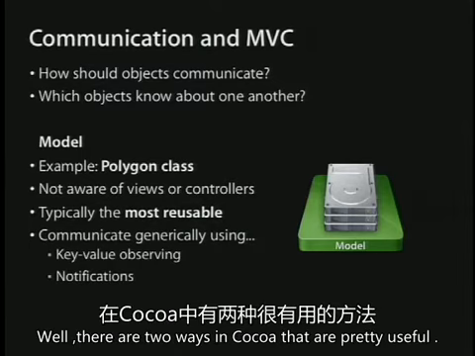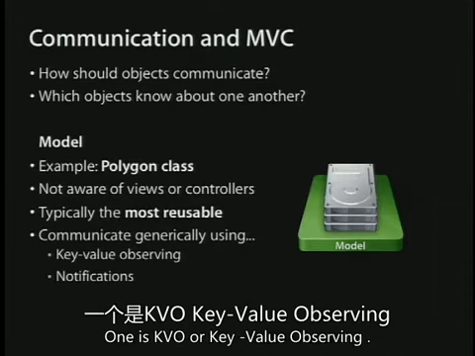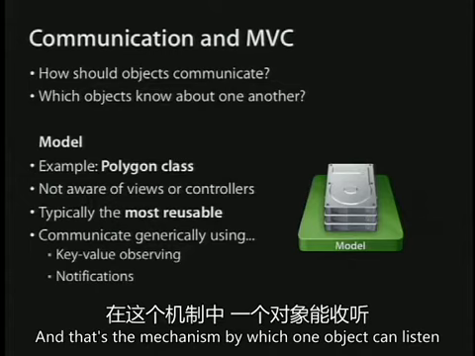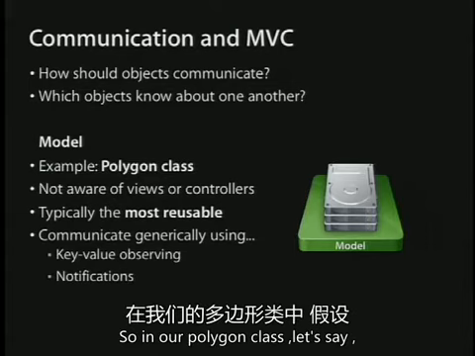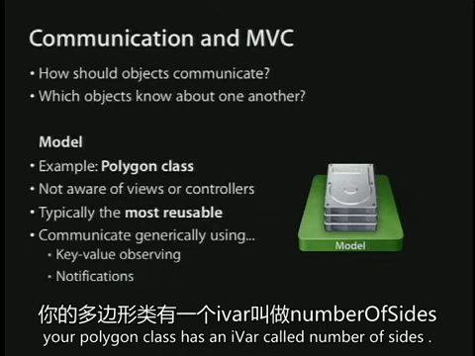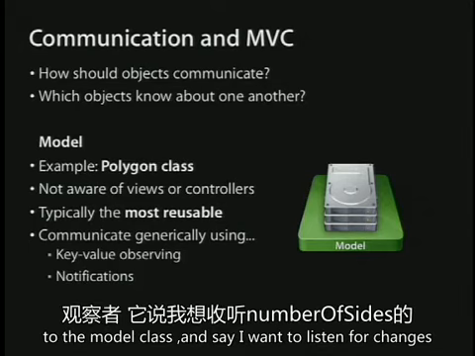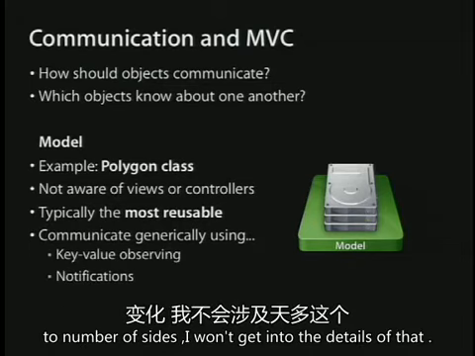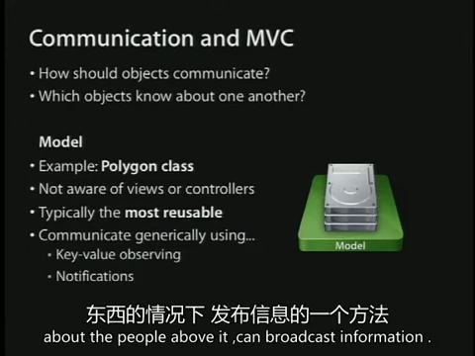Well, there are two ways in Cocoa that are very, very useful. One is KVO, or key value observing. And that's a mechanism by which one object can listen to changes on another object. So let's say your polygon class has an IVAR called number of sides. Your controller class can add itself as an observer to the model class and say, I want to listen for changes to number of sides. And we won't get into the details of that. We do talk about that in a few lectures. But that's one way that the model, who knows nothing about the people above it, can broadcast information.